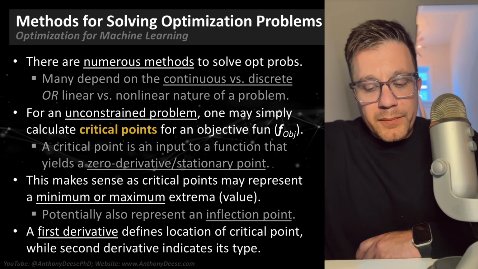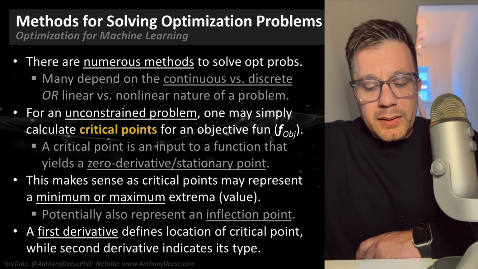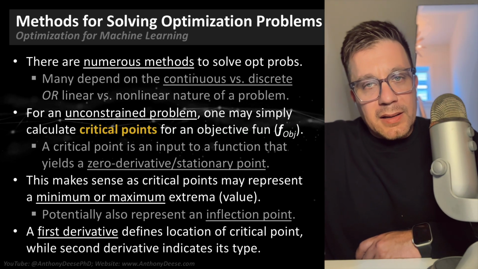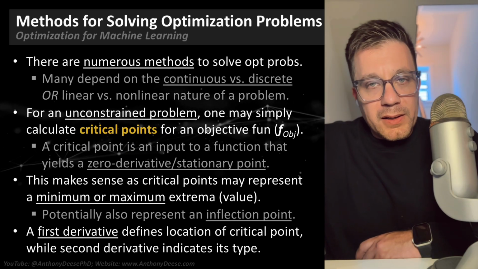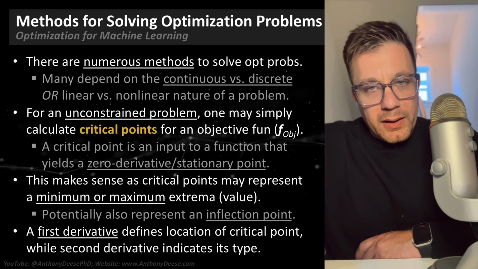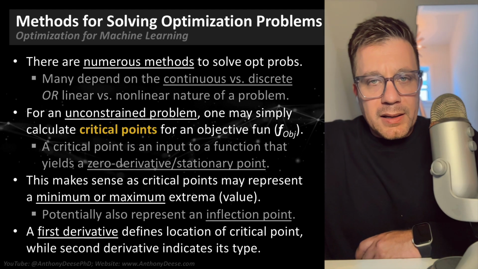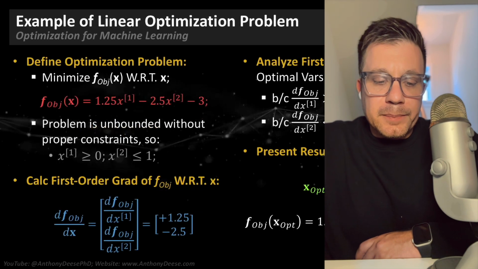A first derivative defines the location of a critical point, while the second derivative indicates its type, right? It tells us whether the slope is increasing or decreasing. An increasing slope would indicate a minimum, and a decreasing slope would indicate a maximum.